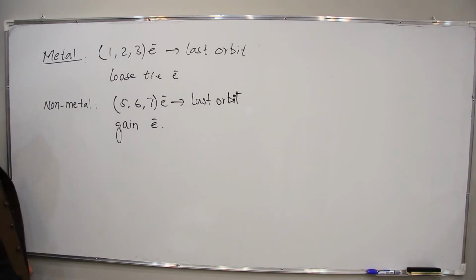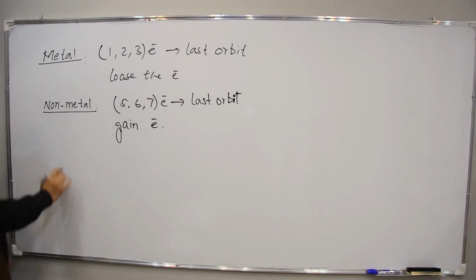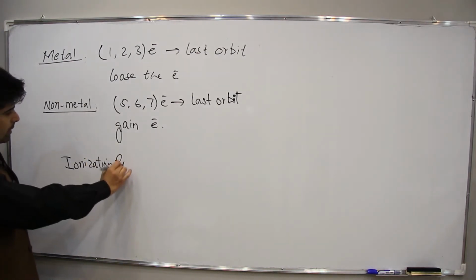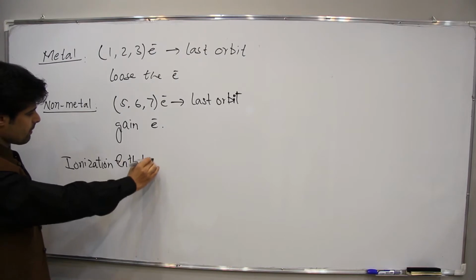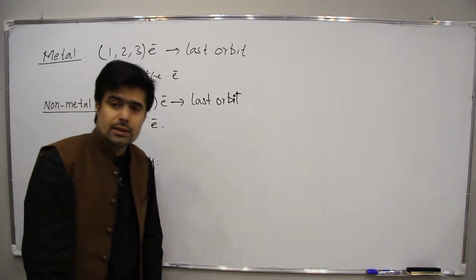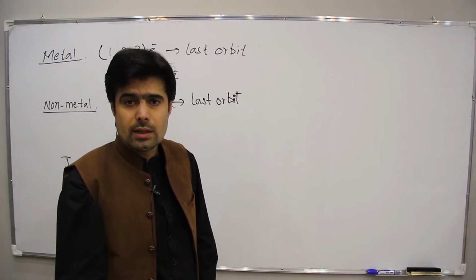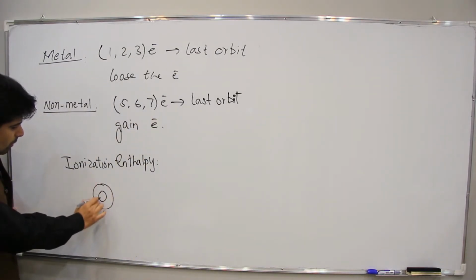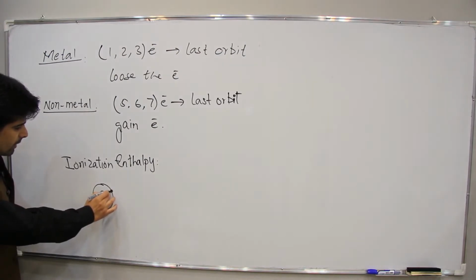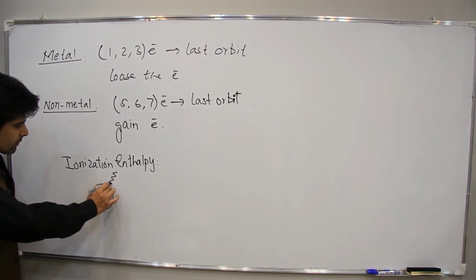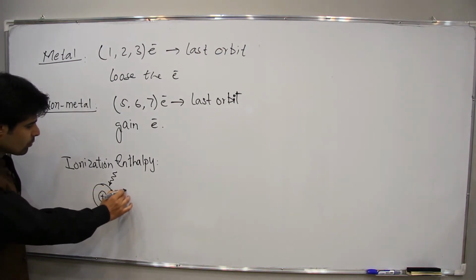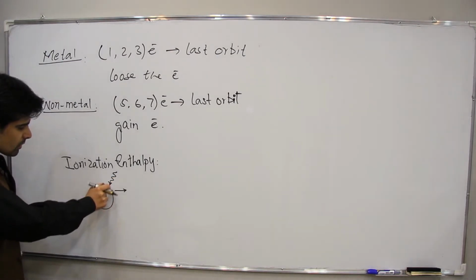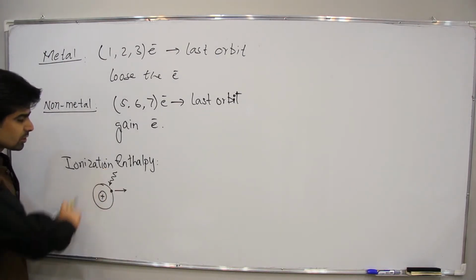Now if we talk about ionization enthalpy, what do you think? Ionization enthalpy is the amount of energy which is given to a system in order to take its last electron. It means if we have an atom with the positive nucleus and we have electrons here, if you want to give some energy in order to remove the last shell electron, this amount of energy which is given to the system is called ionization enthalpy.